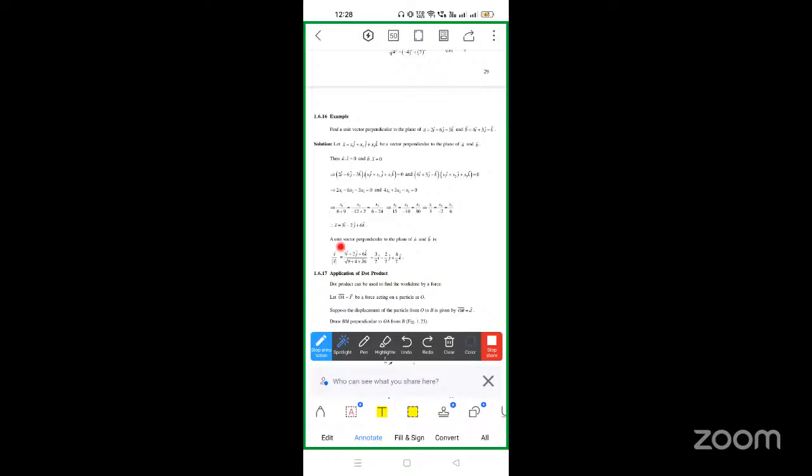The unit vector perpendicular to the plane of A and B is x by mod x. So 3i − 2j + 6k over root of 9 + 4 + 36, that is the magnitude of x bar. So therefore, the unit vector is 3/7 i − 2/7 j + 6/7 k.